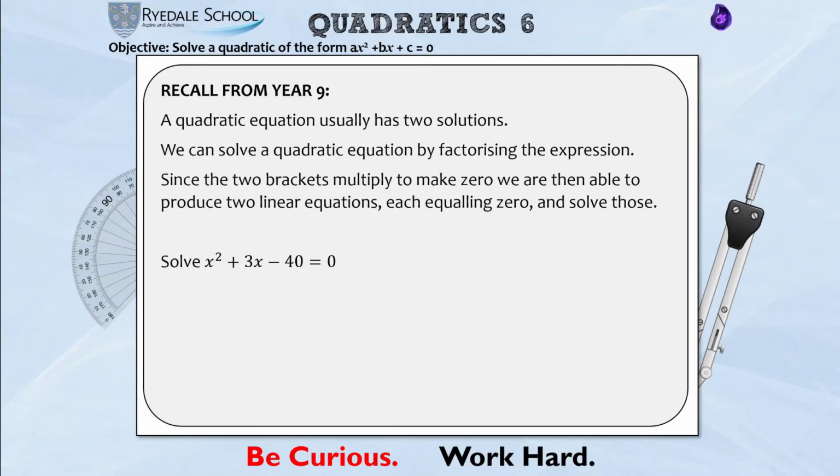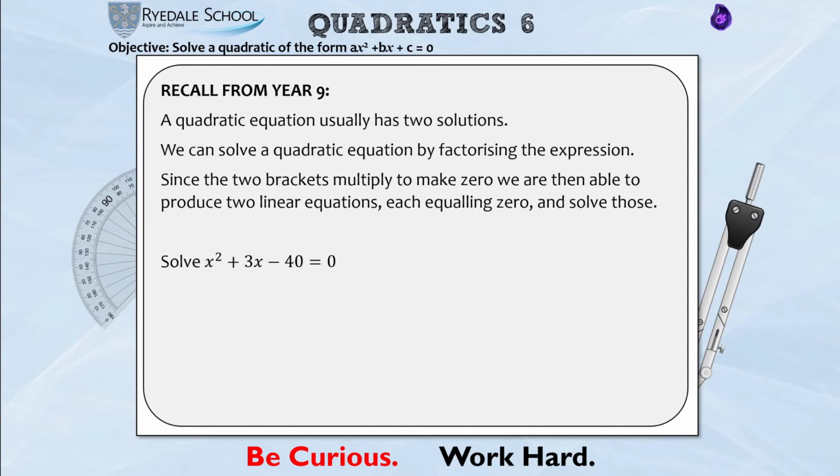So on to today's lesson, we are going to solve a quadratic equation of the form ax squared plus bx plus c equals 0. But first of all, I'm just going to remind you of a few of the things from Year 9. Now, one thing that you need to remember is a quadratic equation is very special because it usually has two answers, and we can call those answers solutions.